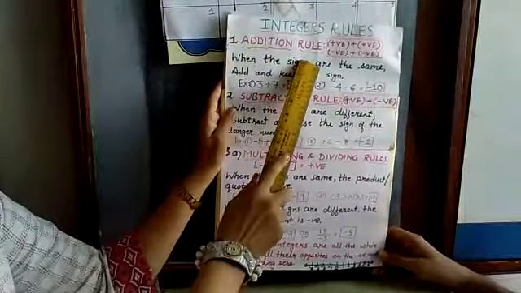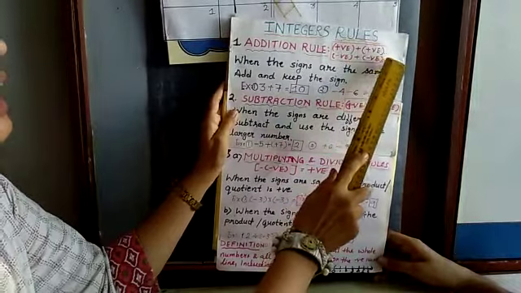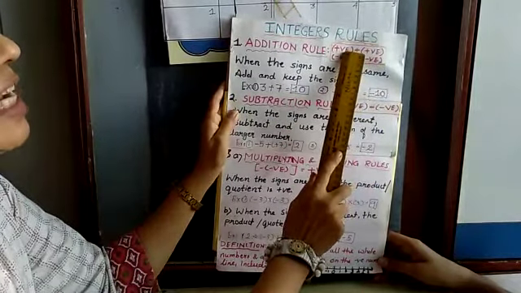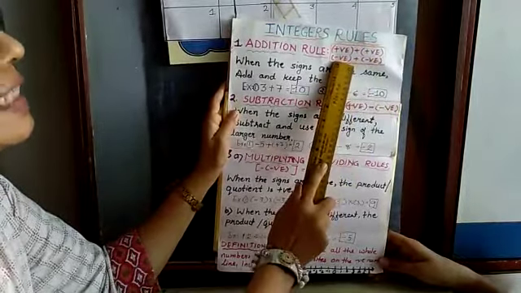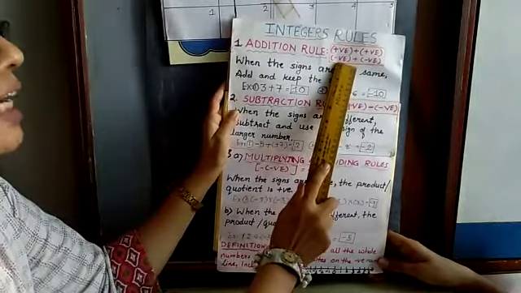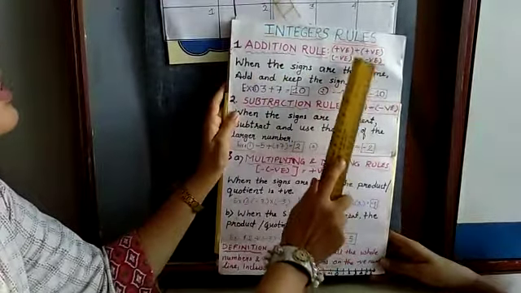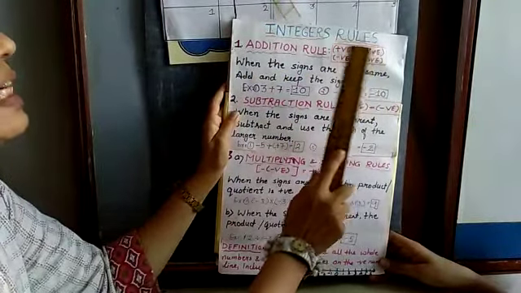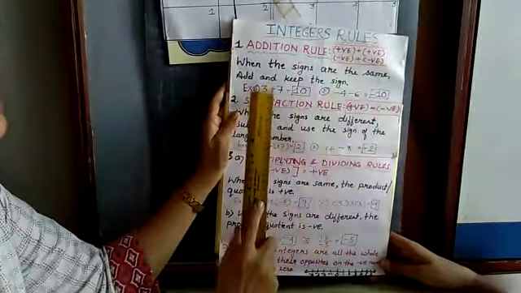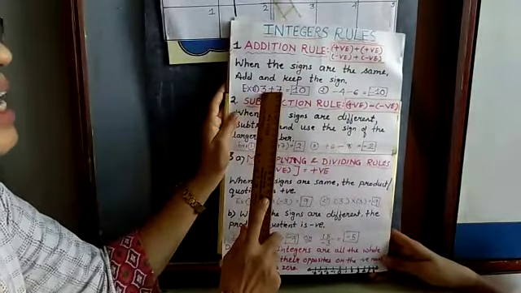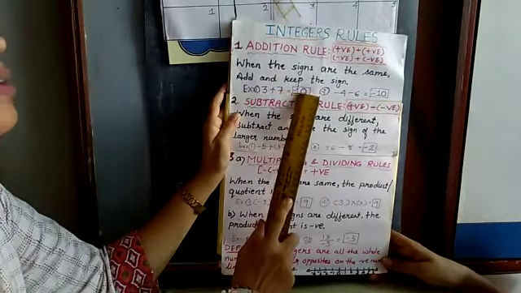First is the addition rule. That means positive plus positive gives a positive number. Positive means plus, and negative means minus. So negative plus negative, that means when the signs are the same, see here and here, the 2 number signs are the same: add and keep the sign. For example, 3 is a positive number, 7 is a positive number, 3 plus 7 gives 10.